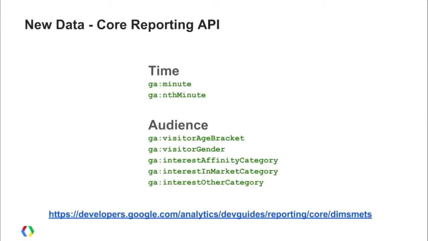And then if you have the audience reports enabled within Google Analytics, we also added some dimensions and metrics around the audience reporting data. So if you have access to that data, you can now pull this out through the core reporting API. And again, take a look at the Dimensions and Metrics Explorer. The link is there at the bottom. This is where you can go and look at all these new data and see exactly descriptions and things like that and whether they're allowed in segments.